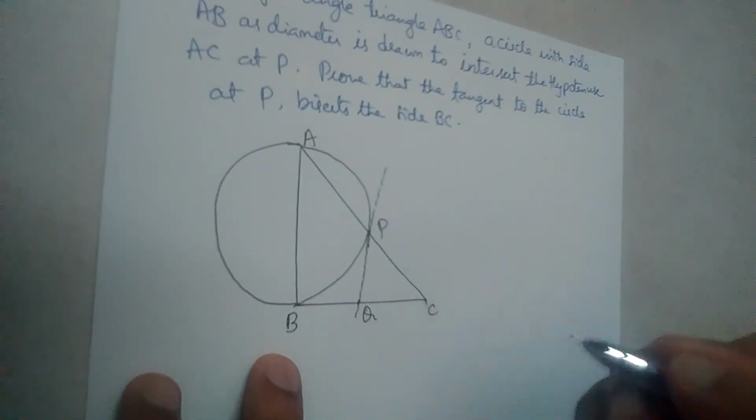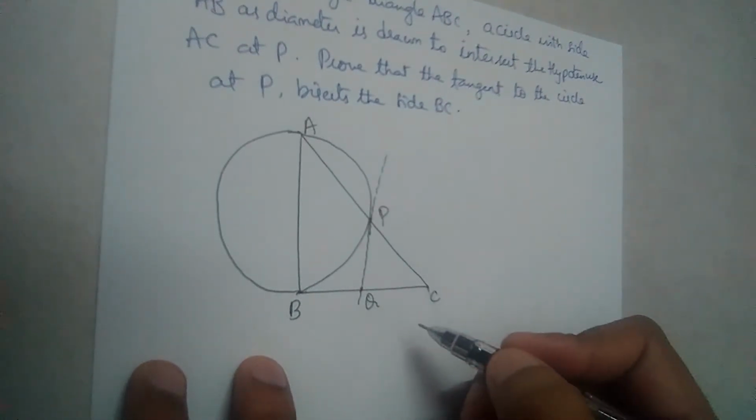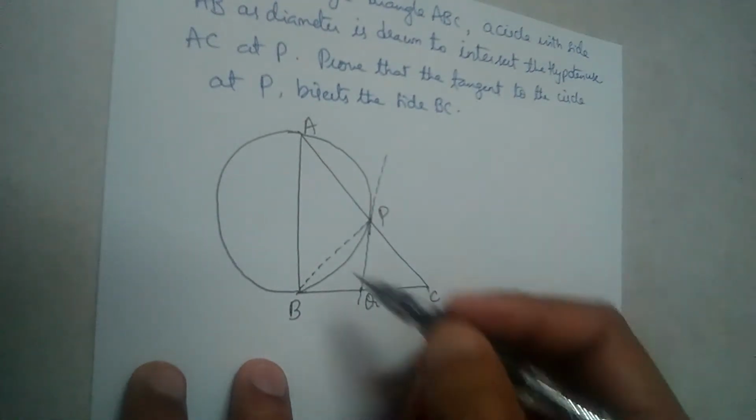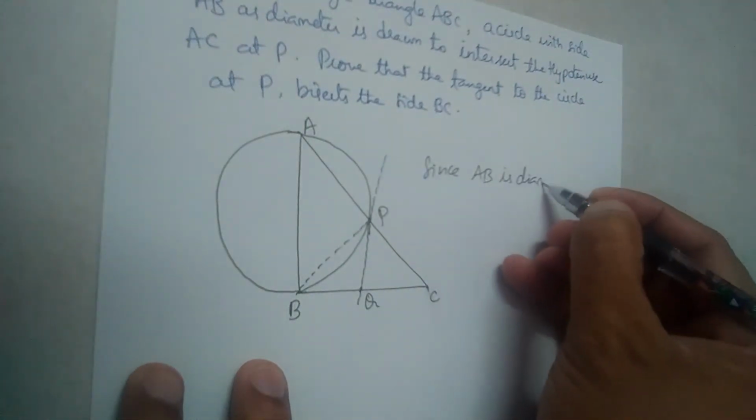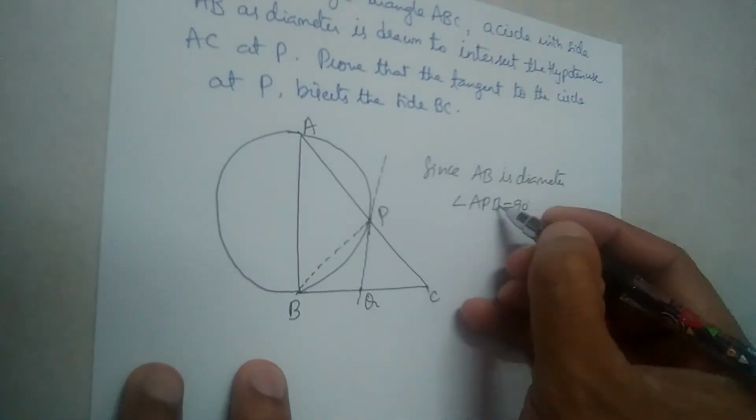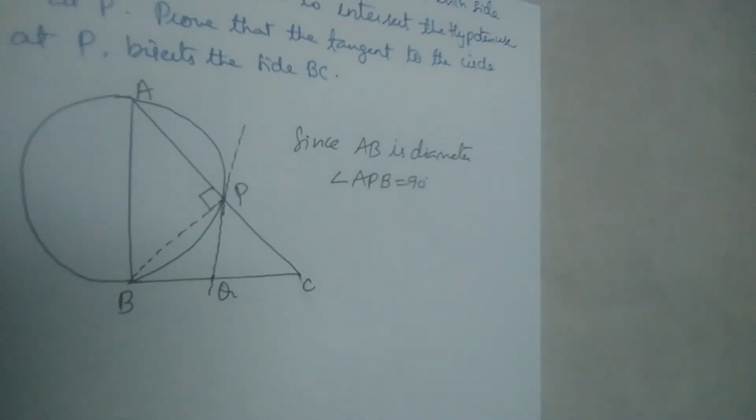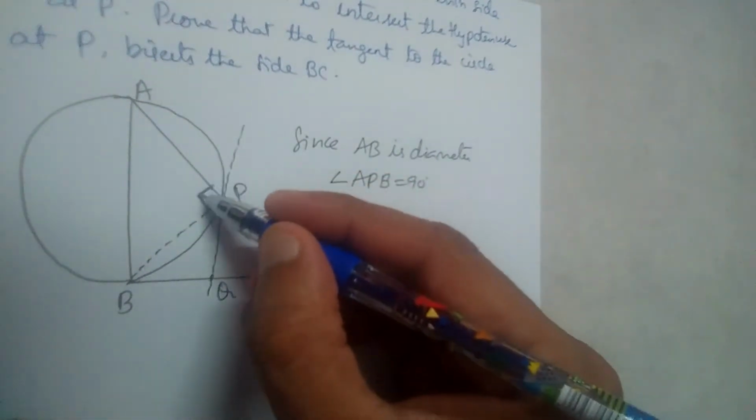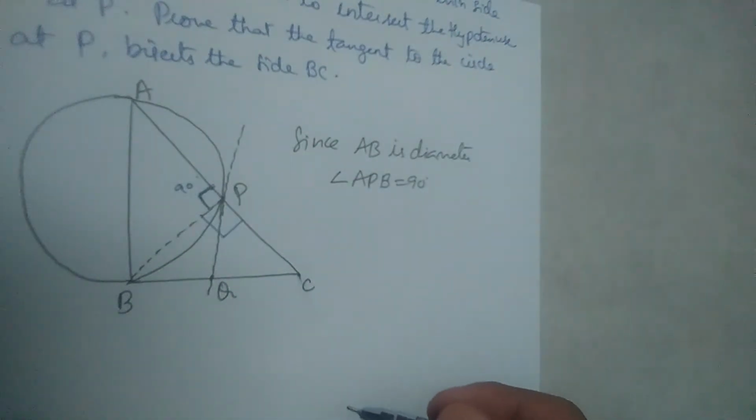Let this point be Q. Now let us join this BP. Since AB is diameter, angle APB is equal to 90 degrees. This angle should be equal to 90 degrees, right? Because diameter will subtend 90 degrees angle. So this is 90 degrees. If this is 90, this whole part should be equal to 90 degrees, right?